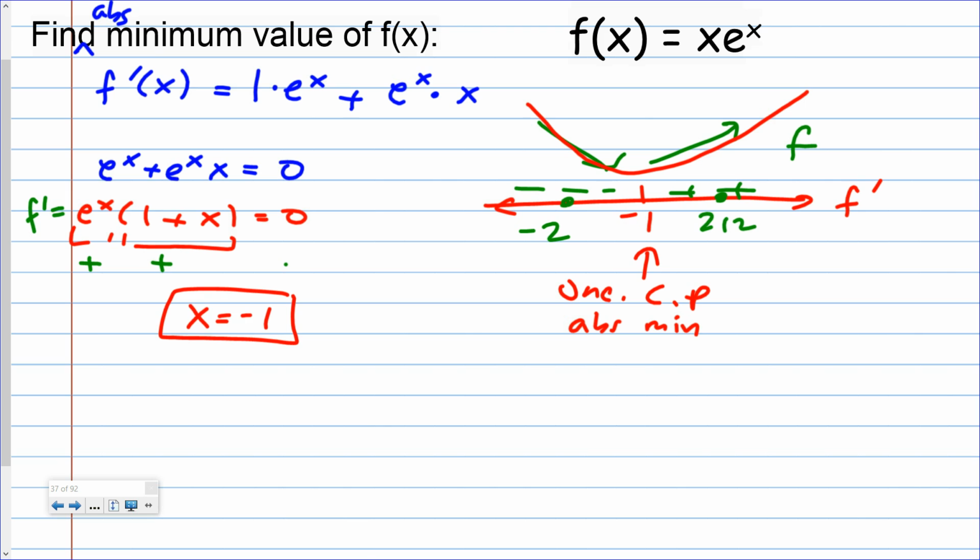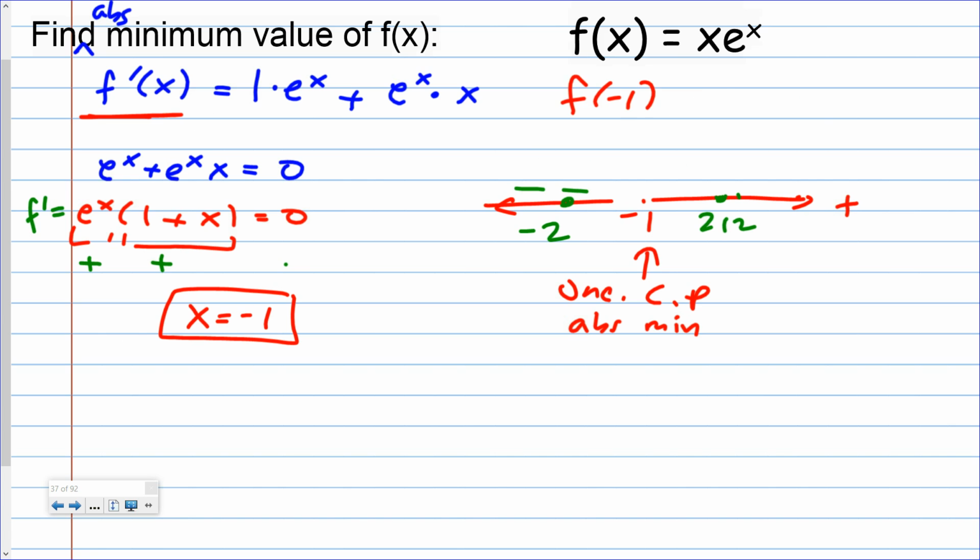Did I answer the question? No. What was the question? It says find the value. Find the what value? The x value or the y value? The y value. If they're asking for minimum value or maximum value, you're actually looking for the y value. Which equation do I plug in to find the y value? Do I plug in my f prime or do I plug in my f of x? My f of x. I want the y value on f, okay? So what I'm going to do is I'm going to put in negative 1. So this will be negative 1 e to the negative 1. Okay, so this answer is negative 1 over e. Hopefully you would recognize that on a multiple choice test. You good with that?